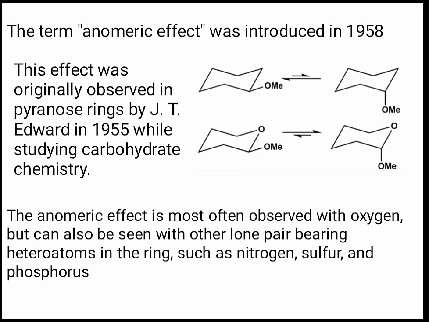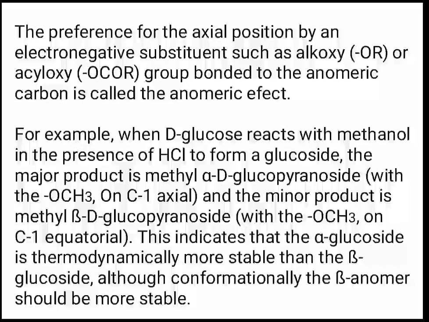The anomeric effect is most often observed with oxygen but can also be seen with other lone pair bearing heteroatoms in the ring, such as nitrogen, sulfur, and phosphorus. The preference for the axial position by an electronegative substituent such as an alkoxy or acyloxy group bonded to the anomeric carbon is called the anomeric effect.